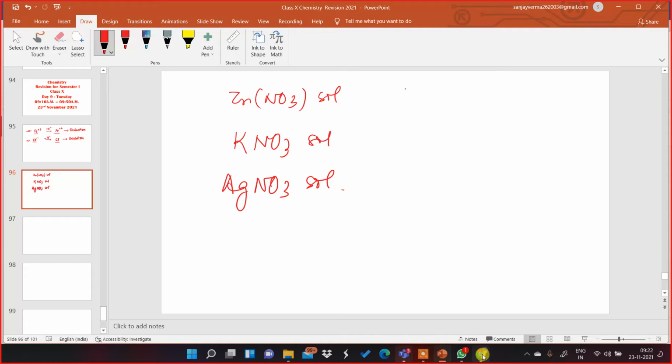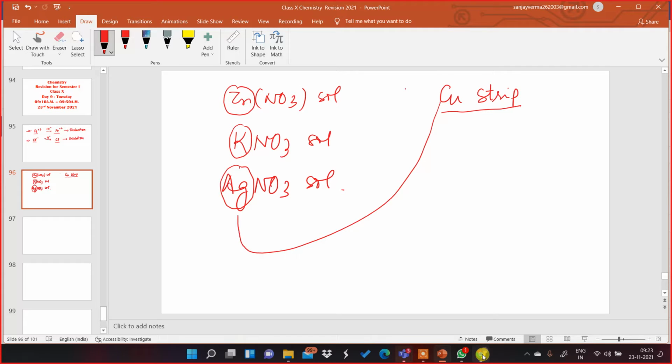None of these. Now we are placing a copper strip in these solutions. So this copper metal, it can replace which metallic ion? Can it replace silver or potassium or zinc? It can replace silver. Copper, yes, it can replace silver.